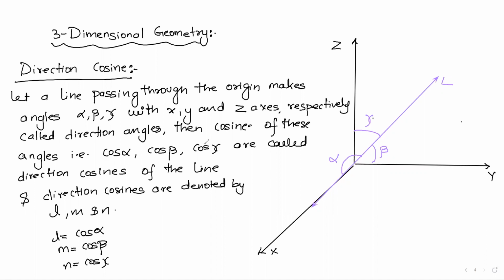Yes, alpha, beta, gamma are the angles. Which angle? If you have a line which is passing through the origin and this line is making an angle alpha with x-axis, beta with y-axis, and gamma with z-axis, then cos alpha, cos beta, and cos gamma are called the direction cosines, and these are denoted by L, M, and N.